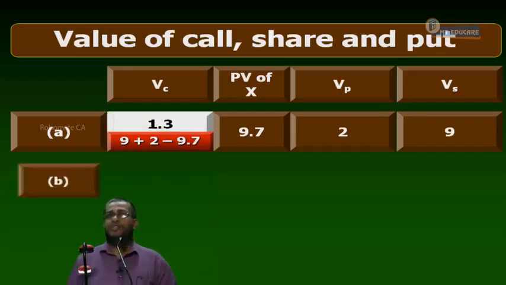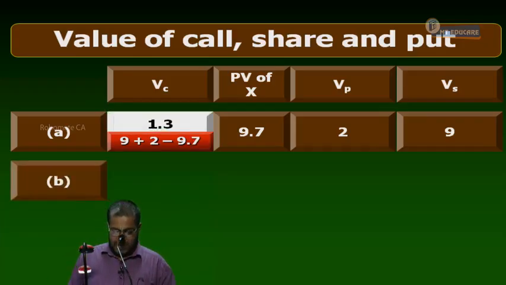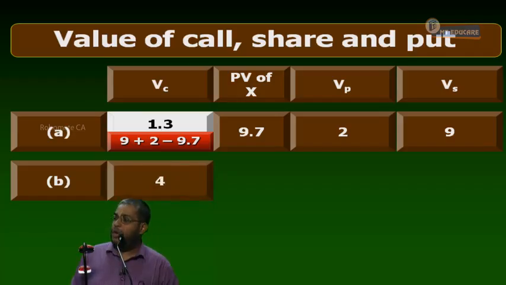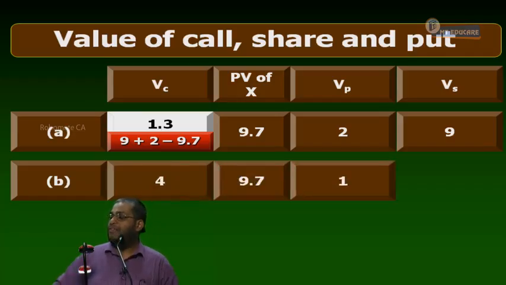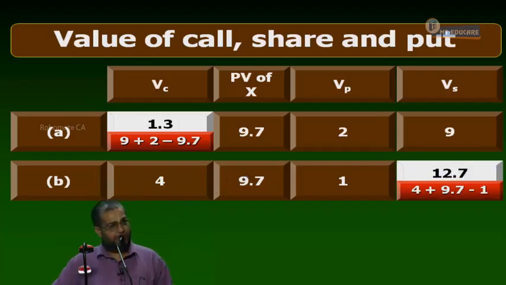Now go to the second question. Put value is 1. Call value is 4. They ask you to find the share value. What is the PV of X? 9.7. So the share value is 4 plus 9.7 minus 1, which is 12.7. Can I proceed?